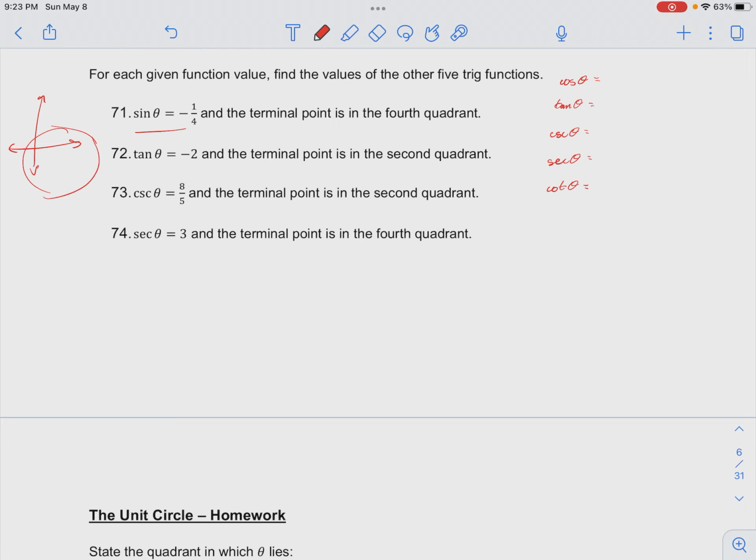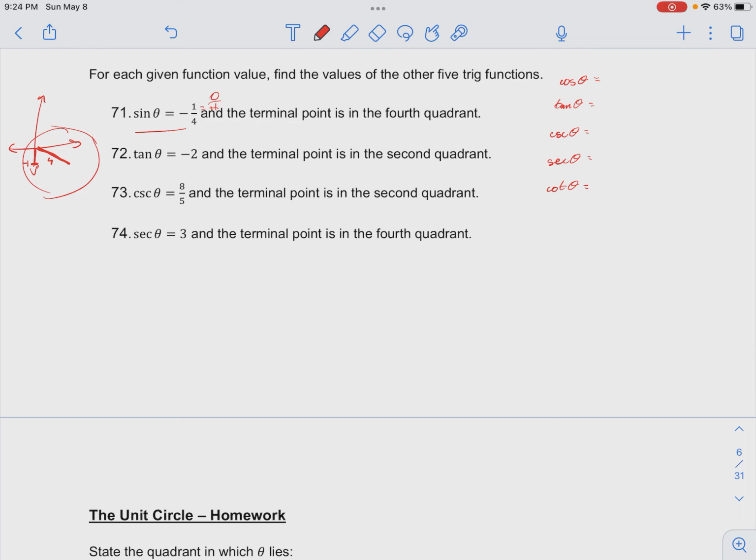So if this is opposite over hypotenuse, then we know our opposite side is going to be negative 1 in the y direction, so this will be negative 1. And our hypotenuse will be of a length 4. So this is 4, this is negative 1.